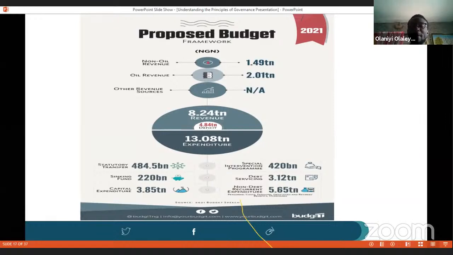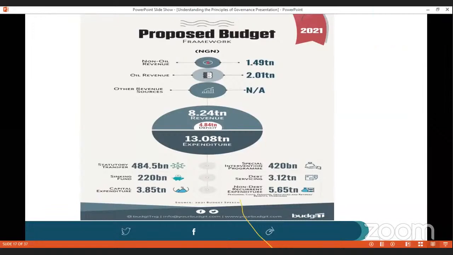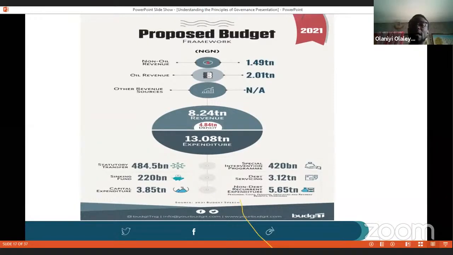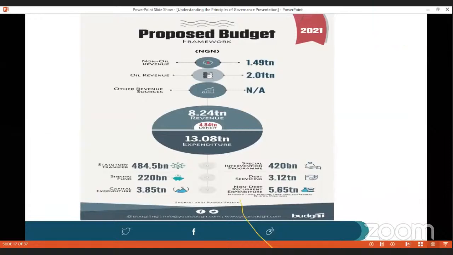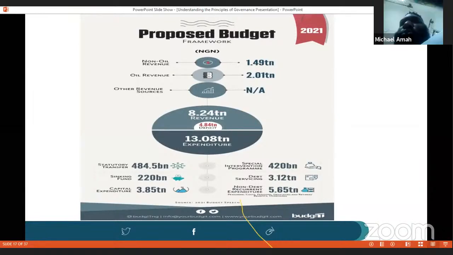So these are the problems we are currently facing in Nigeria. Another one, let's look at the special intervention program. The special intervention program is 420 billion. Special intervention programs are for amnesties of militants, constituency projects, and all of that. The non-debt recurrent expenditure is the breakdown of personnel costs and overhead that will be used to pay salaries. So this is the structure of the Nigerian budget for 2021.